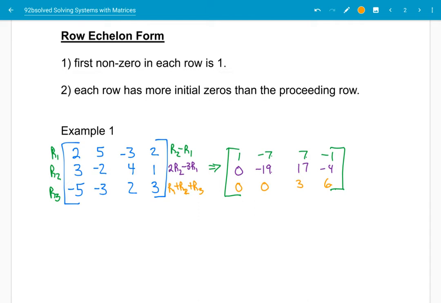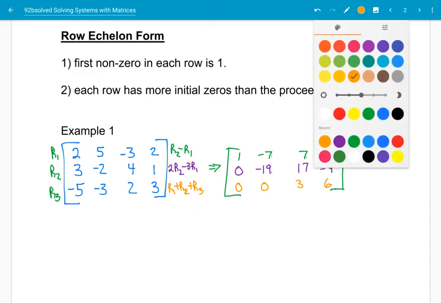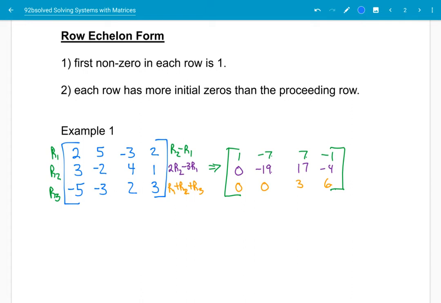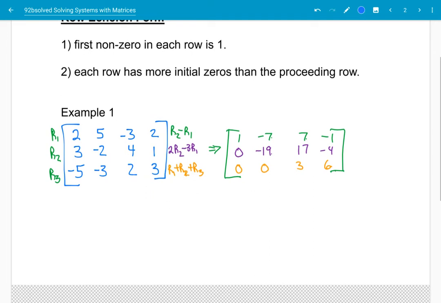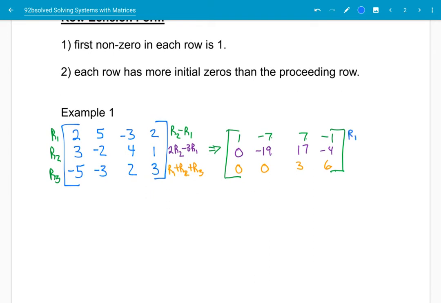Okay. Look at how much we got done in this first step in getting this row echelon form. We have all the zeros we need. We just need to get a 1 where that -19 is, and a 1 where that 3 is in the last row. So row 1, we don't go row 5 or row 4 or whatever. It stays row 1, 2, and 3. So row 1, we're not going to change. So I'm going to go ahead and copy that down.